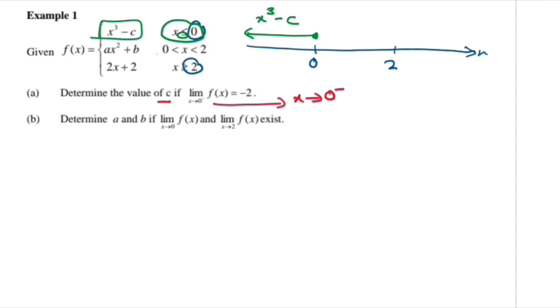Next function is between 0 and 2. But there's no equal sign at 0 and 2, so it's an empty circle there. Write a line right between 0 and 2. Why is it a line there? Because x is between 0 and 2. What should we write on top of that line? It's the function which is ax squared plus b.